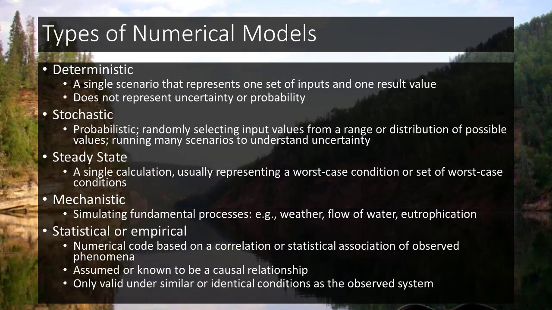So I've talked a lot about models, but without really even talking about the different types of models. And so these are the main types. A deterministic model is one that produces a single result or a single set of results. So it's one very specific scenario. It tells you nothing about the uncertainty. You've plugged in one set of numbers and produced one set of results.